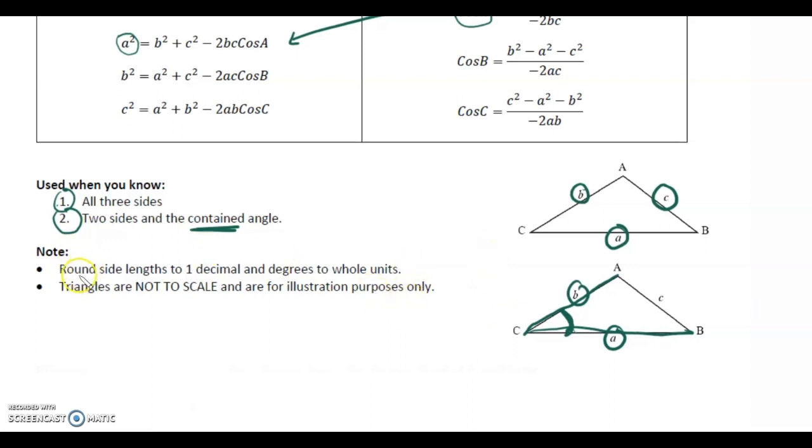And again, same thing with sine law, round sides to the nearest one decimal and degrees to the nearest whole unit. And just remember, triangles are not drawn to scale and they're for illustration purposes only. It just gives you a little bit of a visual.